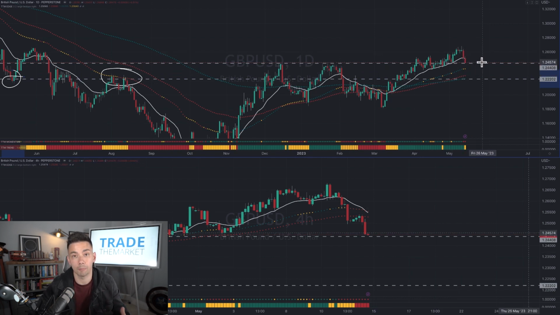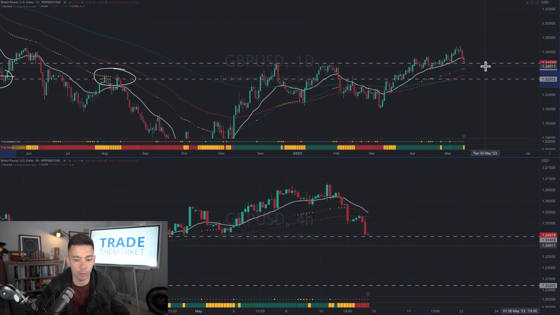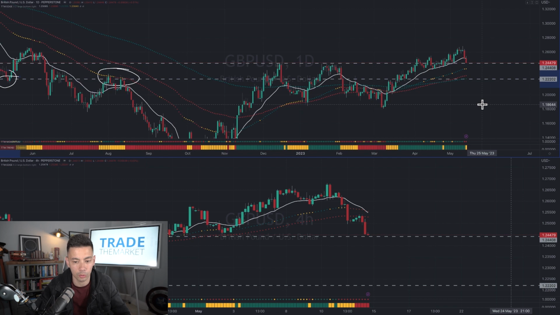I'm not looking for it to turn around where it is right now. I'm just saying that if we break below the support level that we're at, the 1.2440, then I would look for tactical opportunities down towards the 122 area. And when it gets down there, then I'll be looking for buying opportunities.